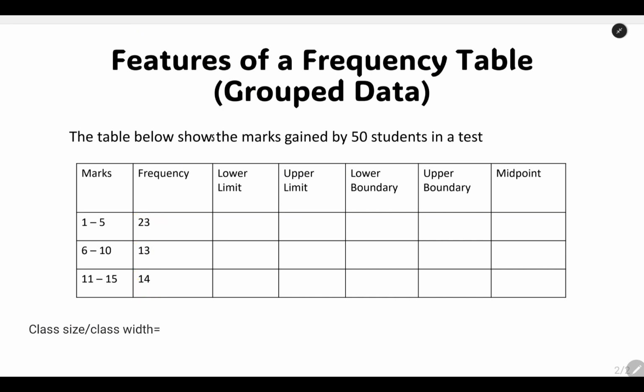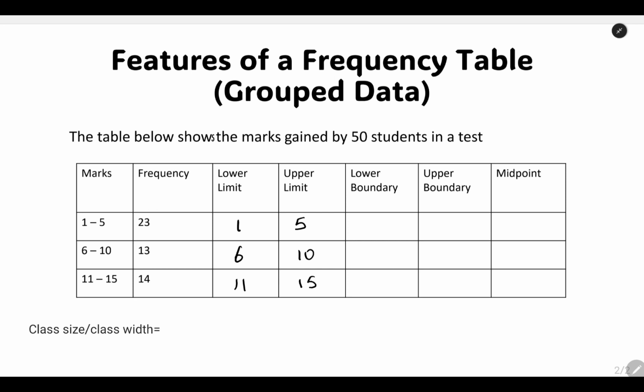And the next we have the class limits. So the class limits, these are basically the end values of the class interval. So the lower limit and the upper limit would just be the end values. So for example, in the first class interval 1 to 5, the lower limit would of course be 1 and the upper limit would be 5. And for the second one, 6 to 10, the lower limit would be 6 and the upper limit would be 10. And for the third one, the lower limit would be 11 and the upper limit would be 15.